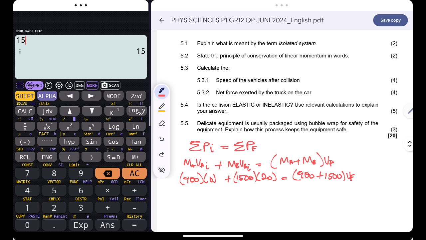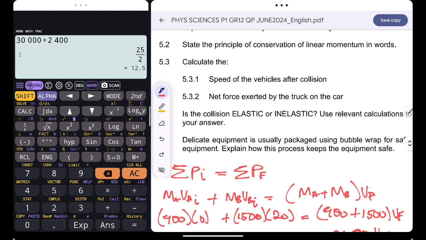On the left hand side, I'll simply have 1500 times 20. This will give me 30,000. And then on the right hand side, 900 plus 1500, this is 2,400 together. Then I'll say 30,000 divided by 2,400. Then the velocity of the combined units is just 12.5 meters per second towards the left, but they wanted us to find the speed, so the direction does not matter. The speed is just 12.5 meters per second.